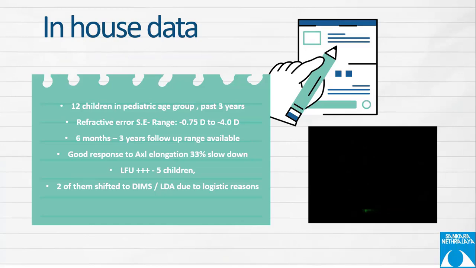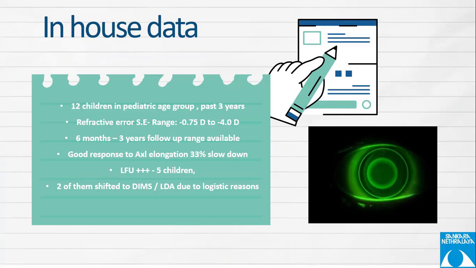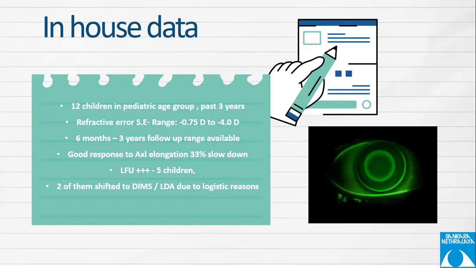So this is a small compilation of our in-house data over the past 2 to 3 years, where we prescribed Ortho-K lenses for children between 12 to 15 years predominantly, with a spherical equivalent range of minus 0.75 diopters to minus 4 diopters. And we do have a follow-up of around 6 months to 3 months range available with us. They showed a good response to axial length elongation, where they had around 33% slowdown on an average, and the maximum was around 59%.